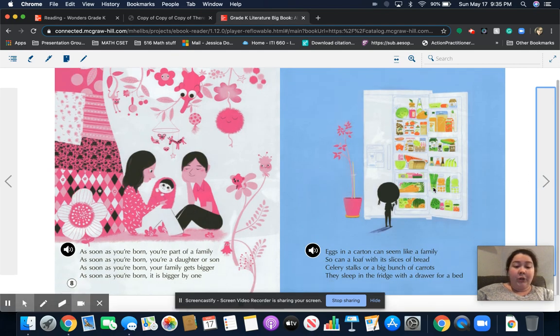As soon as you're born, you're part of a family. As soon as you're born, you're a daughter or son. As soon as you're born, your family gets bigger. As soon as you're born, it's bigger by one. Eggs in a carton can seem like a family. So can a loaf with its slices of bread, celery stalks, or a big bunch of carrots. They sleep in the fridge with a drawer for a bed.